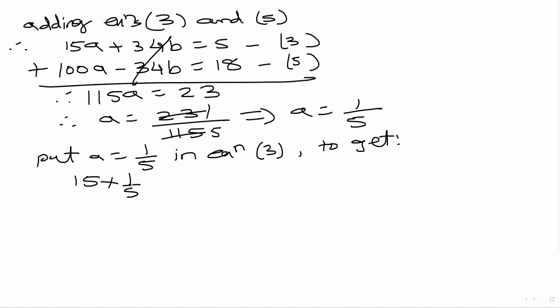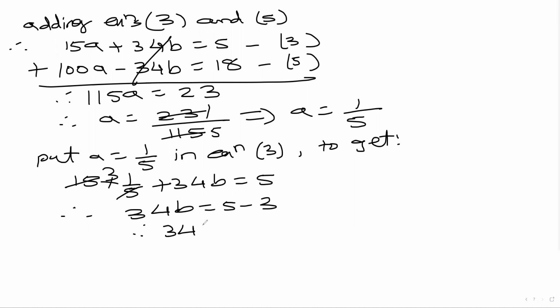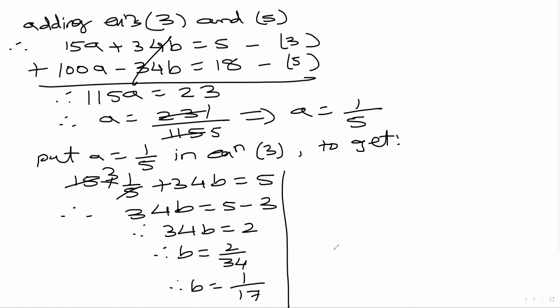15 into 1 upon 5 plus 34b is equal to 5. Correct? So 5 ones are 5, 5 threes are 15. Yes, sir. You get 34b is equal to 5 minus 3. So you get 34b is equal to 2. So you get b is equal to 2 upon 34. So b will be 1 upon 17.